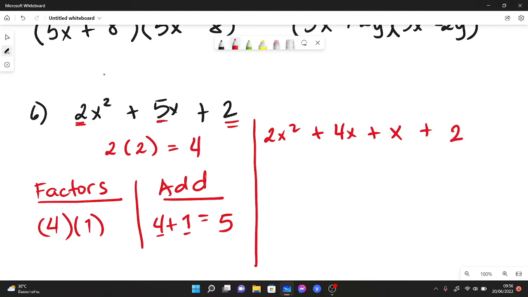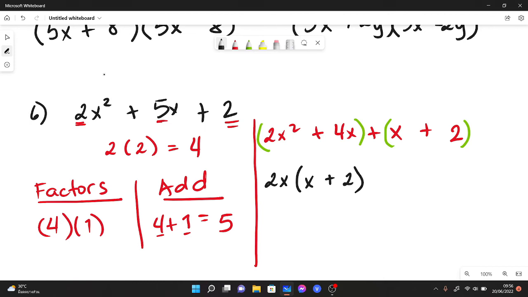Plus 2. Okay, I just copy it. And then the next one, group them into two groups. So the common factor of 2x squared and 4x is 2x. I hope you can remember how to factor this kind of expression. So 2x, we have x plus 2.